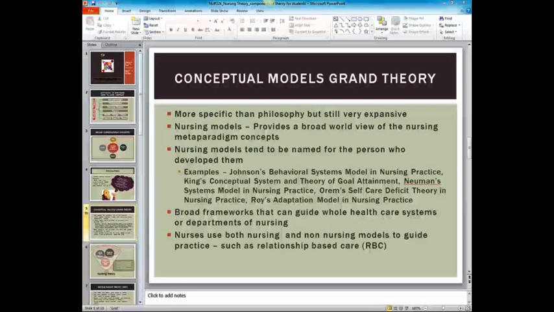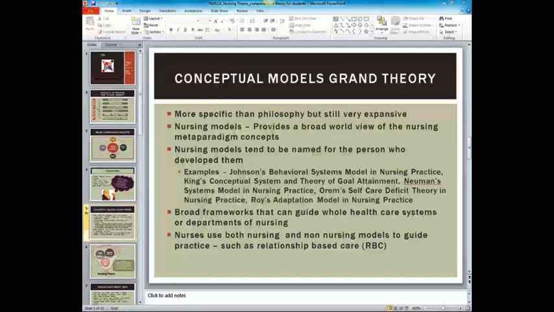Okay, so conceptual models, and there should be a slash there, grand theories. Those two are often words you will hear that can be combined. They're very close to each other. They are both really big propositions, or they have big concepts within their theory that are very broadly explained. They are more specific from philosophy, but they're still pretty expansive. And I'll give you some examples of those in a minute.